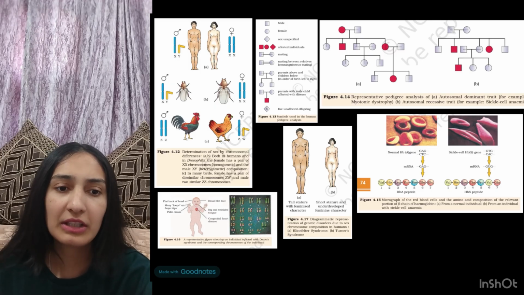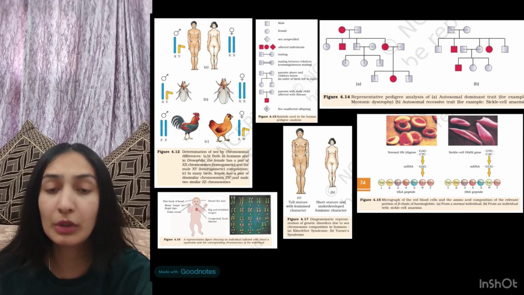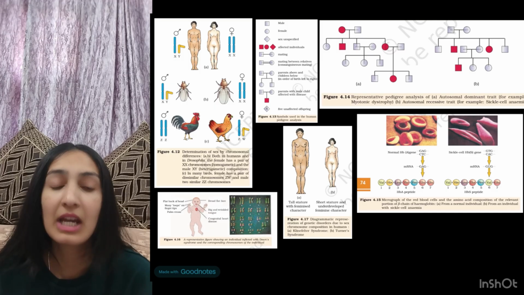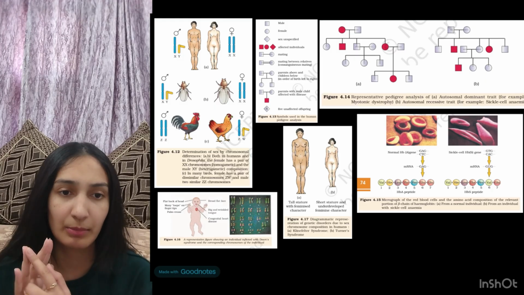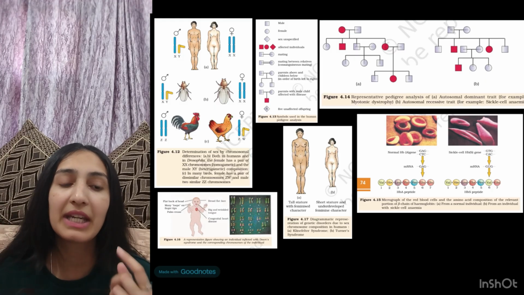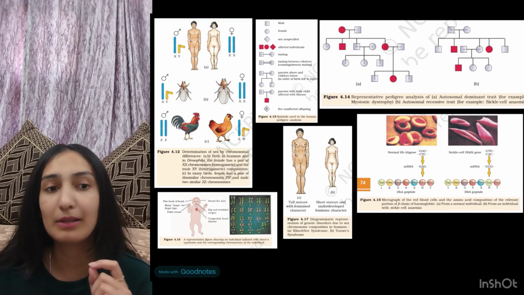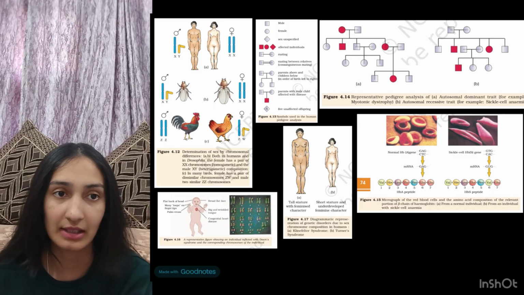Next, 4.16 represents a figure showing an individual afflicted with Down syndrome and the corresponding chromosomes of the individual. Now you need to know the characteristic features that you can find in this syndrome. That is, you have the flat back of head, then a broad flat face, you can find many loops on the fingertips, you can see a palm crease, a big and wrinkled tongue, and the child might have congenital heart disease.